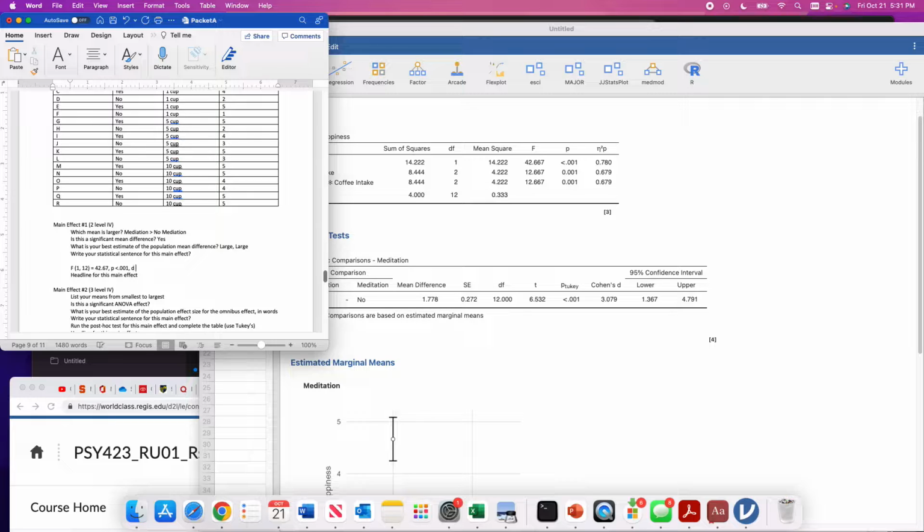I'm going to write my Cohen's d equals 3.079. See, I'm pulling that out right there. 3.079 with my 95% confidence interval of 1.37 and 4.79. All right. I'm going to leave that. Let me see here. Font. I want to find italic. Okay, so what needs to be italicized? F needs to be italicized. So does p.